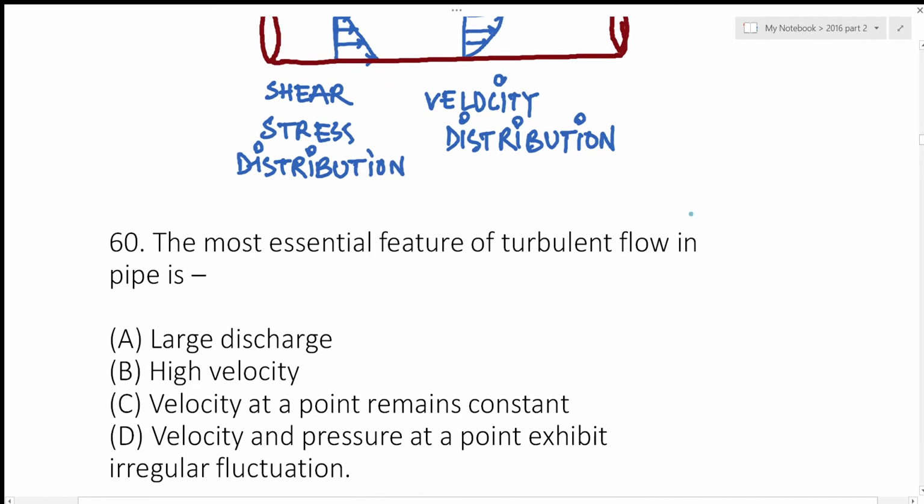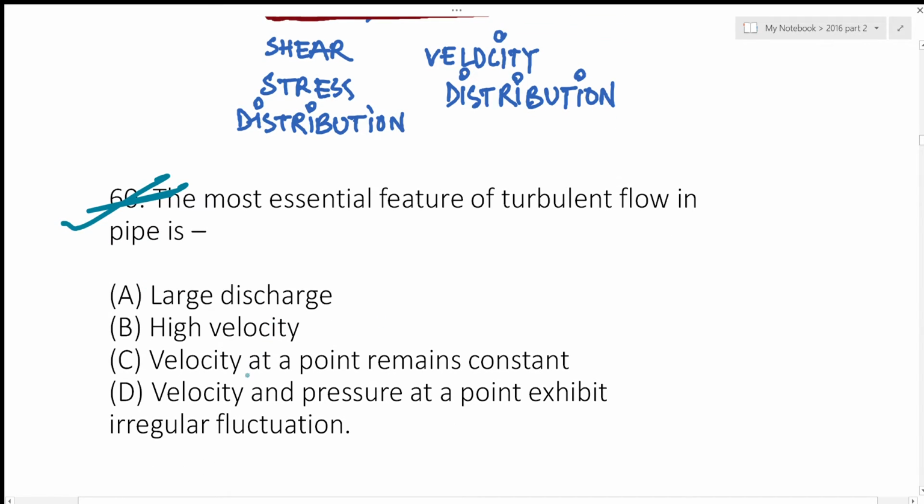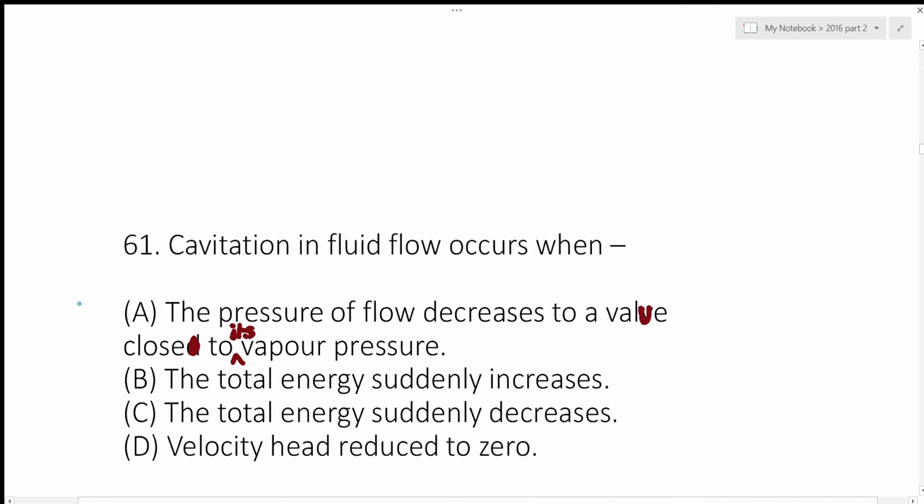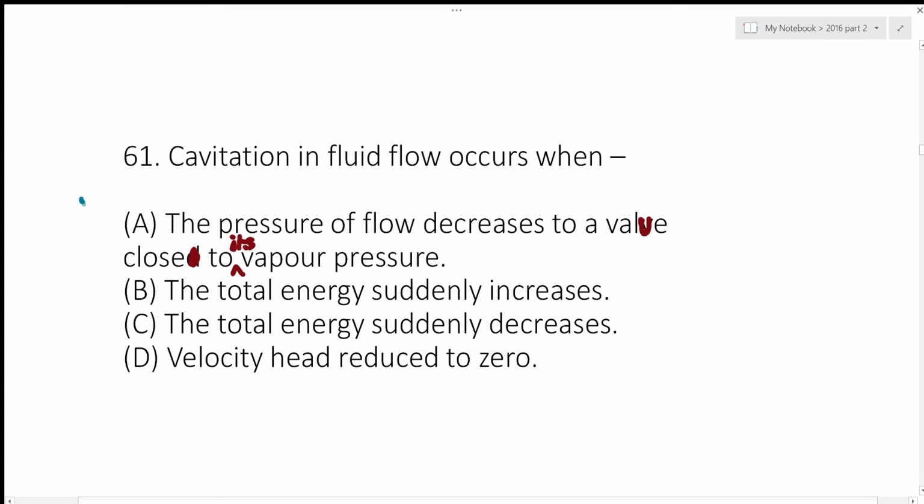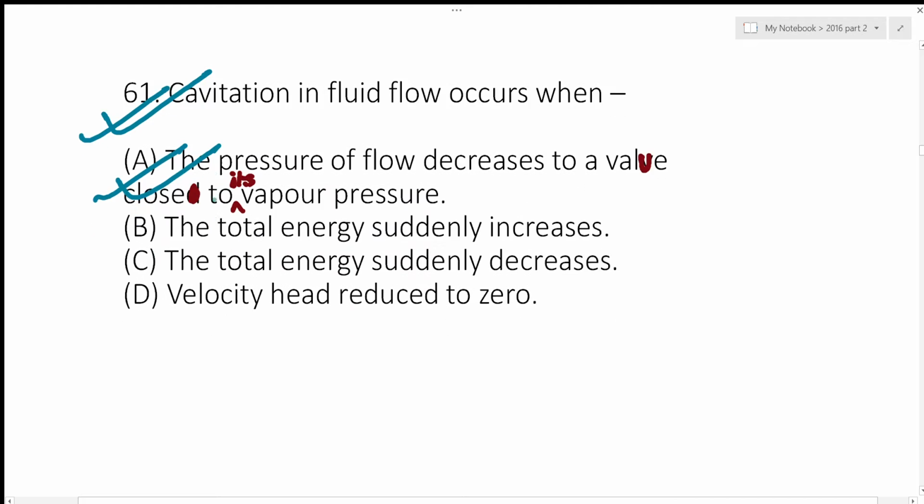Next question is, the most essential feature of turbulent flow in pipe is: large discharge, high velocity, velocity at a point remains constant, none of these, or velocity and pressure at a point exhibit irregular fluctuation. The answer would be D. Now the next question is, cavitation in fluid flow occurs when? Cavitation in fluid flow occurs when the pressure of a flow decreases to a value close to its vapor pressure. The answer would be A.